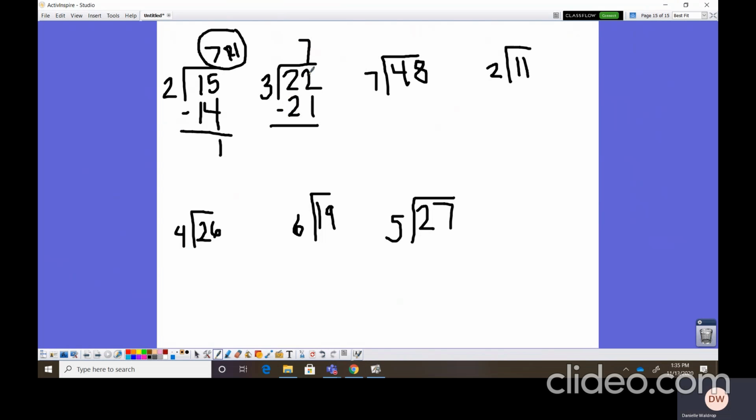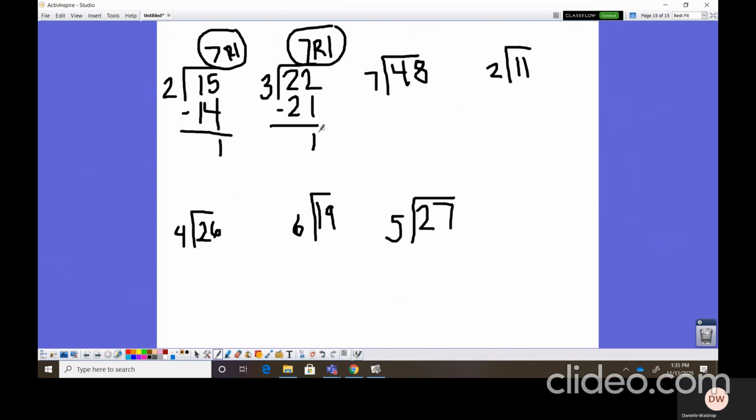Then I'm going to subtract. 2 minus 1, of course, is 1. 2 minus 2 is 0. The divisor is now bigger than your number here, so I know I'm done. So 7 remainder 1 is your answer.